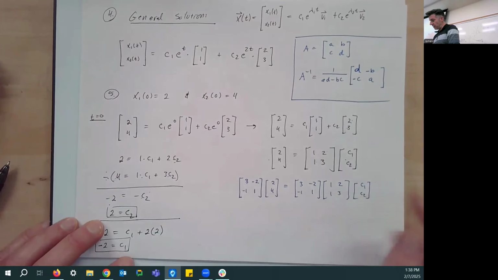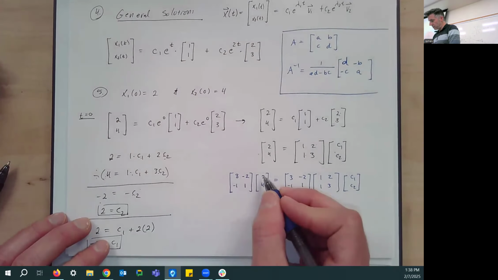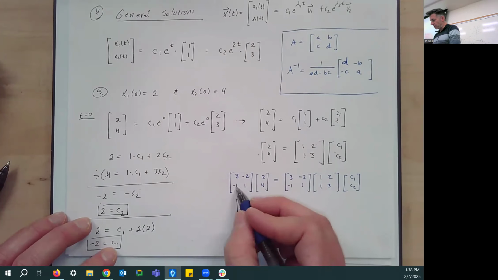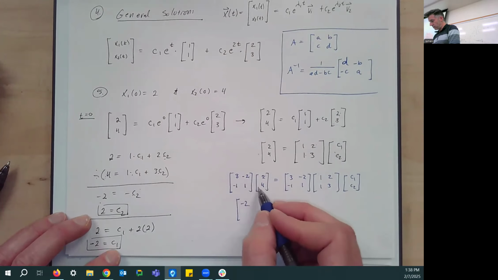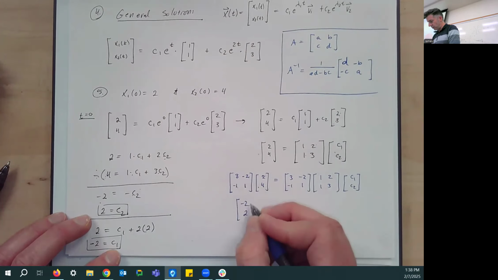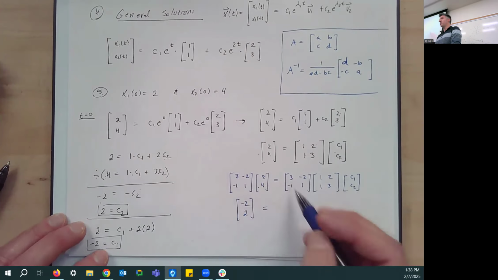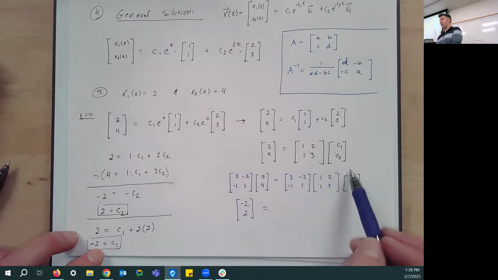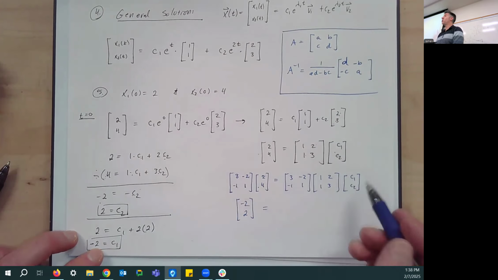So let's see, on the left-hand side, let's see what I get. 3 times 2 plus -2 times 4 is 6 minus 8, which is -2. And -1 times 2 plus 1 times 4 is -2 plus 4, which is +2. On the right-hand side, I shouldn't have even written this really. On the right-hand side, I really should have just written the vector c1, c2. But I want to show you what's happening.